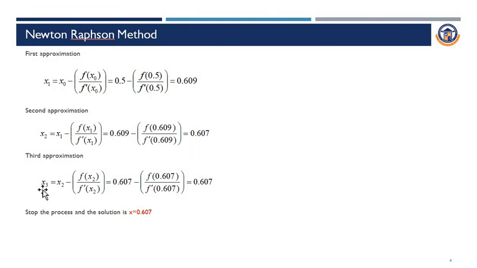In the same manner, I can continue the steps until the successive approximations have the same value. Since in this problem the second approximation and third approximation have the same value, I can stop the process and the solution can be taken as 0.607. This is the solution of the given equation. Therefore, this is the easiest method to find a solution of algebraic and transcendental equations. This is a root which lies nearer to 0.